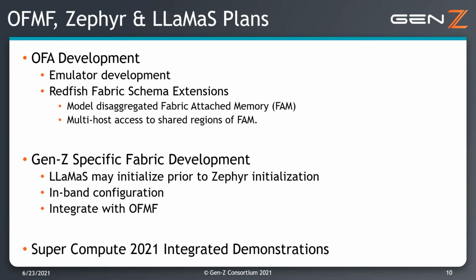Currently, there is a limitation where Zephyr has to be available when Llamas is started. That will change in the future, where Llamas will initialize prior to Zephyr being visible. That will allow us to eventually do in-band configuration. Jim mentioned that currently Zephyr will talk to Llamas in the sample via Ethernet, but eventually Zephyr will be able to talk to Llamas via in-band Gen Z. So there would not necessarily be a requirement to have a separate network attachment between hosts.